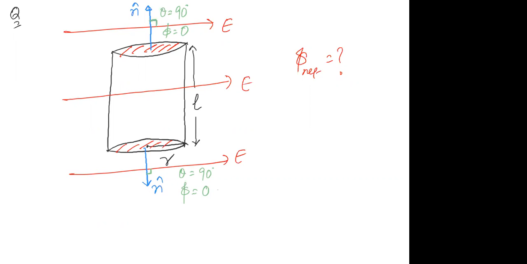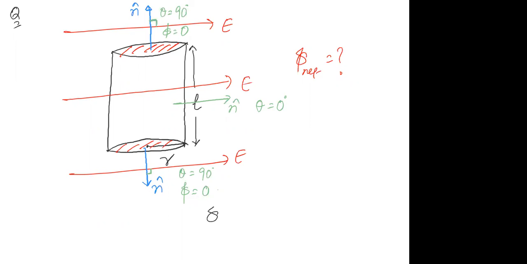What about this surface, which is the curved surface? If you see the normal to this curved surface, don't you think it will be pointing towards the right? What will be the value of theta here? Theta will be equal to 0 degrees. Am I correct?